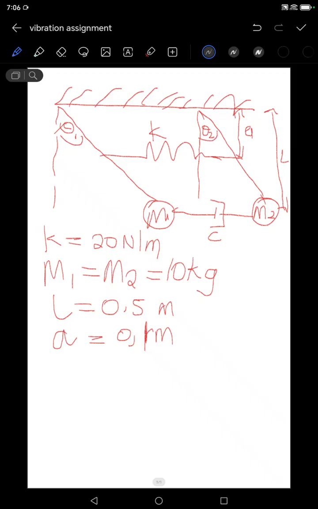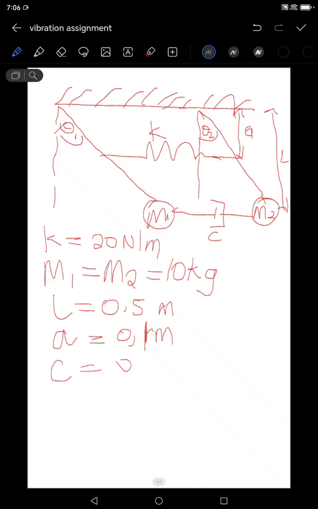connected by what? By a spring. You can see the spring between these two pendulums. Okay, and then we have the damper. So we're not using the value of the damper, which means this damper is going to be 0. So our damper is what? It's 0. Okay, and then we are asked to determine the general equation of motion using Lagrange.